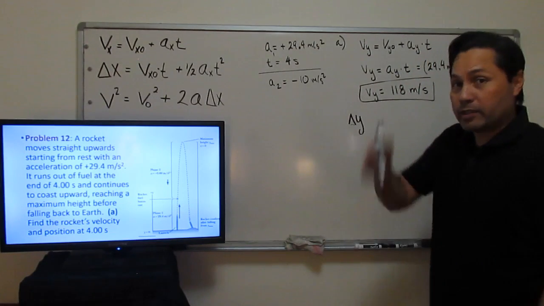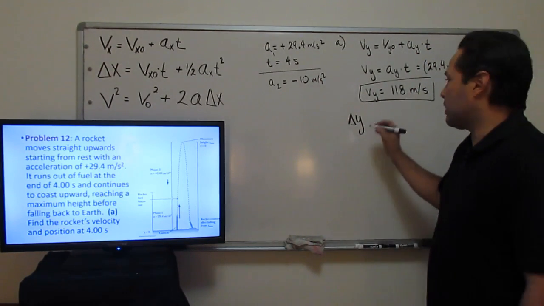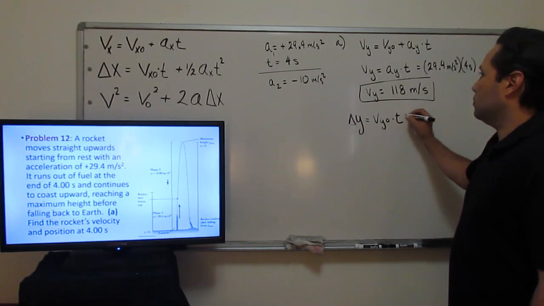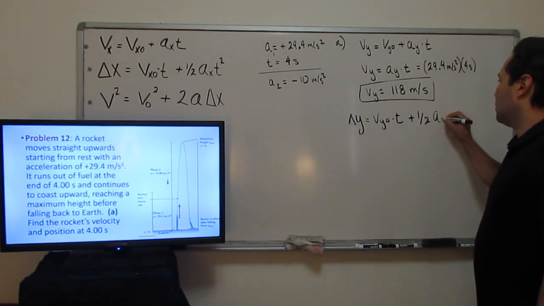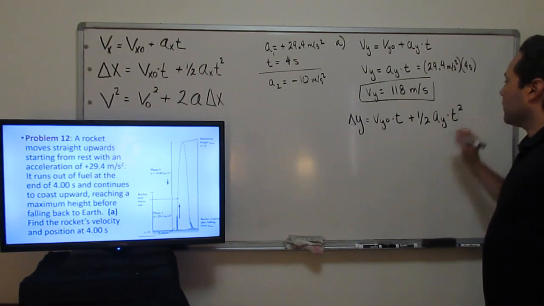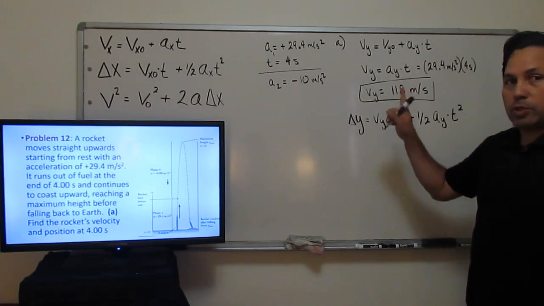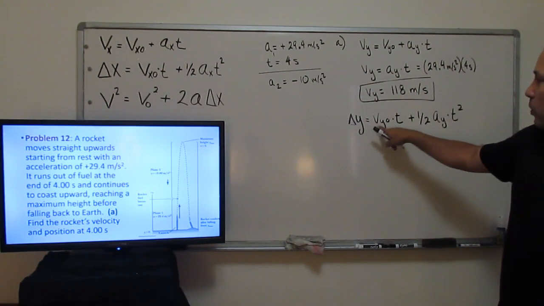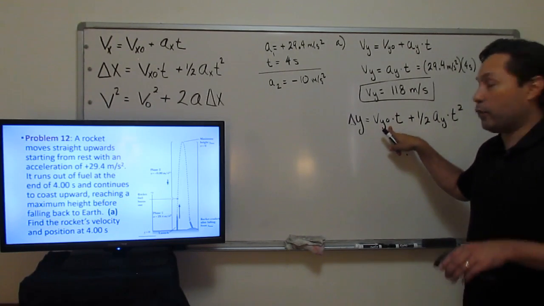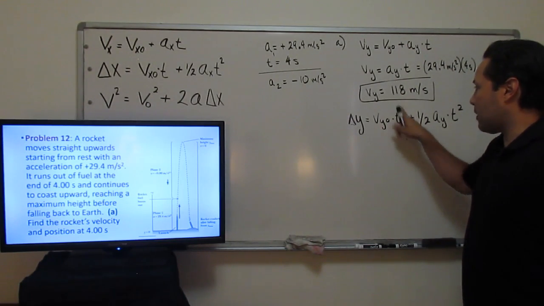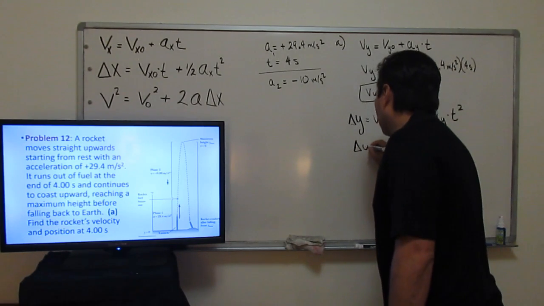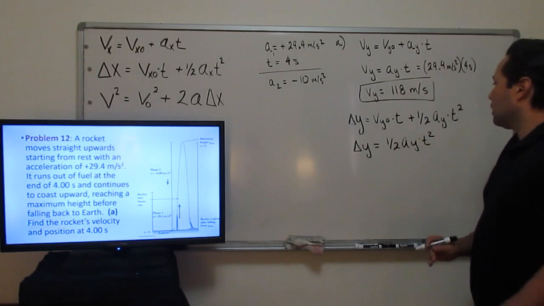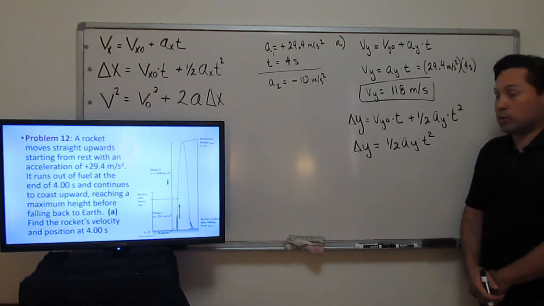So I'm going to put it for the y-axis because we're going up and down, so you'll see me replace all those x's with y's. So how far up did it travel? So what's the change on the y-axis? And we know that Vyo is 0, the rocket started from rest. So 0 times time is 0. So I'm going to simplify the formula to that. So that's going to be our formula to solve for this problem.